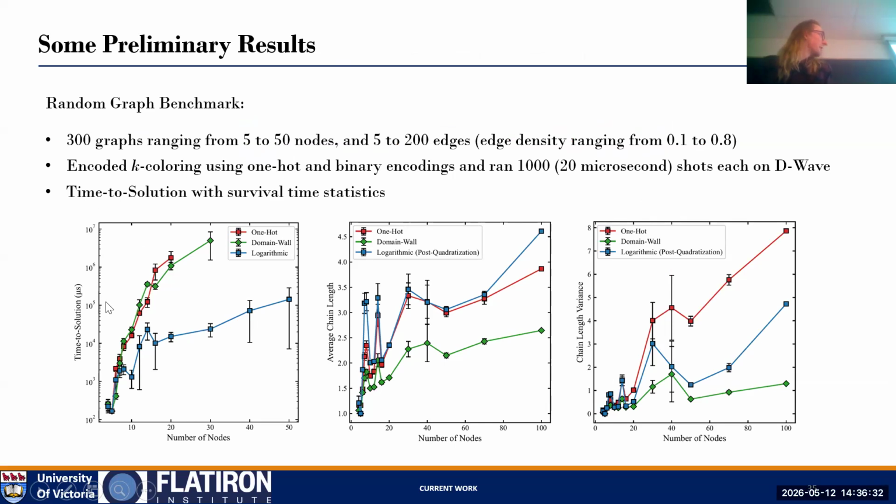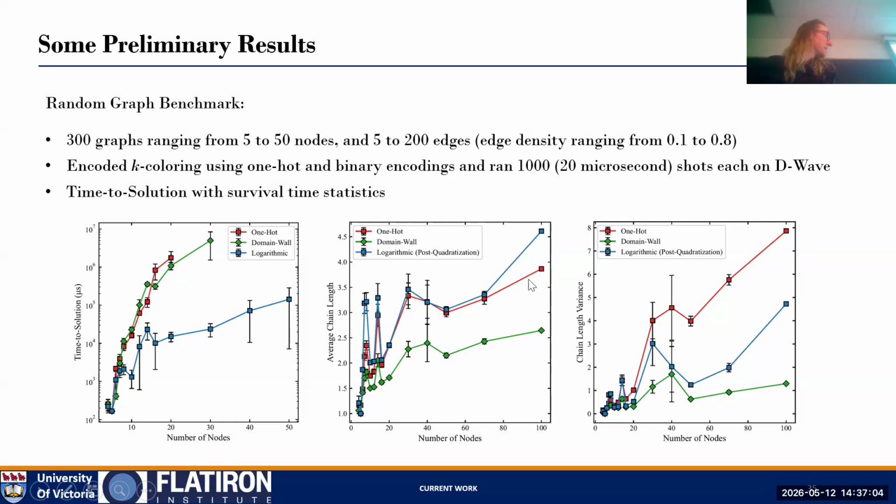and encoded the K coloring problem in particular using one hot domain wall and our logarithmic or binary encoding, running 1,000 shots at 20 microseconds each on the D-Wave, and then looked at time to solution and some other statistics. And the time to solution, this here is the time to the optimal coloring, is shown versus the number of nodes in the graph. And the scaling of our encoding is a lot better than one hot domain wall. This is even after quadratization.